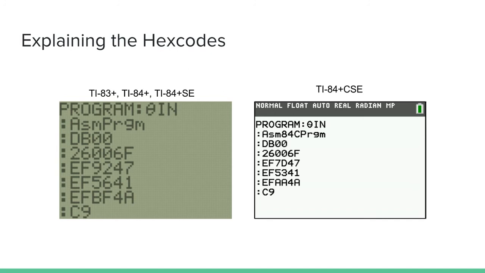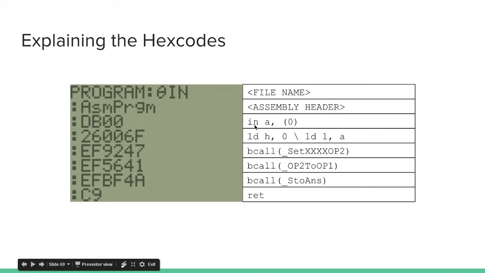So this is the end code. This one's slightly longer, but it's still not that complicated. So the first line, we're reading from a port. We're reading from port 0. So DB tells the processor to read from a port, and we're reading from port 0. So what we read gets stored in the A register.